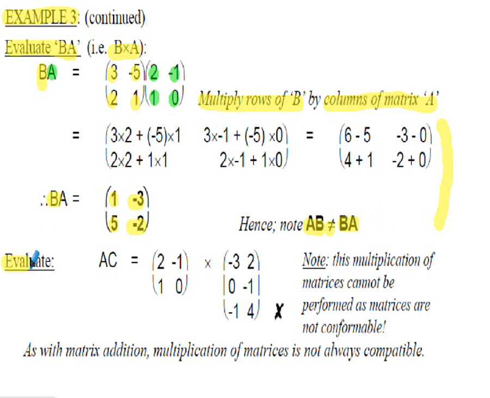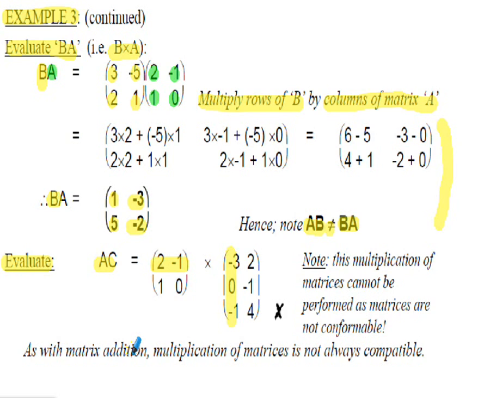And finally, we're asked to evaluate AC, which is matrix A multiplied by matrix C. Matrix A is a 2 by 2 matrix, matrix C is a 3 by 2 matrix. What we notice if we try and multiply the first row in matrix A by the first column in matrix C is that there is an incompatibility.